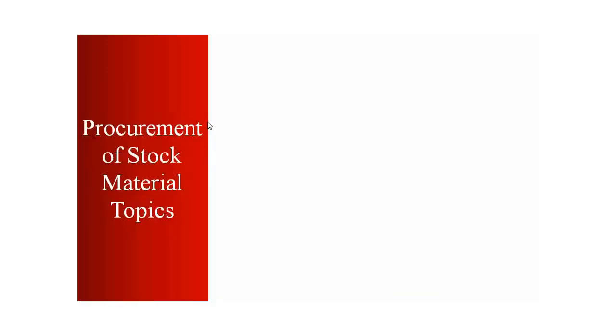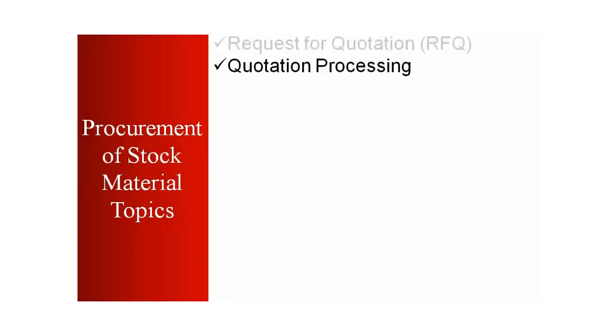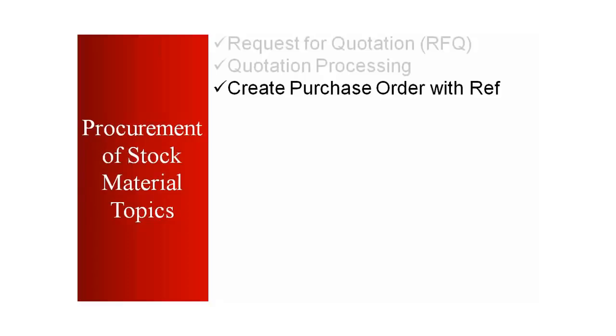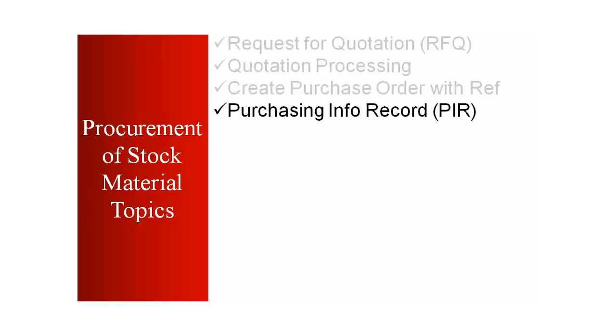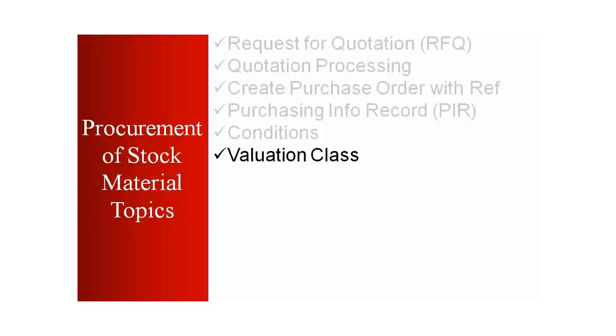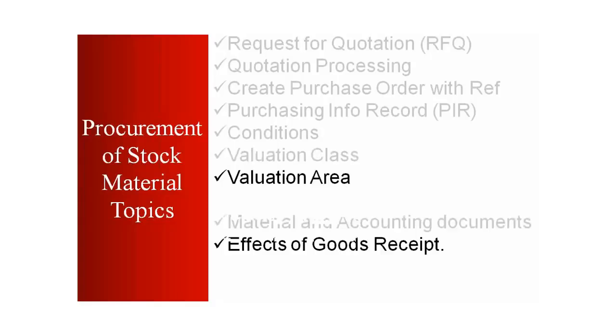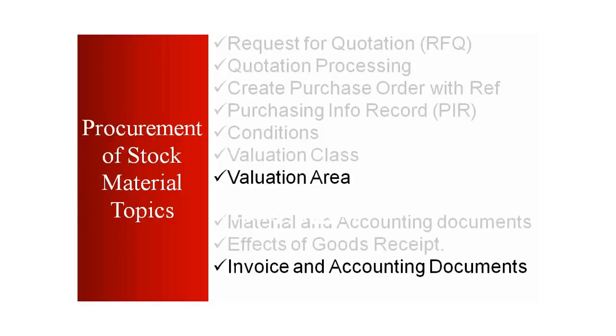The topics that we'll be covering within this stock material will be: request for quotation, quotation processing, create purchase order with reference, PIR record, conditions, valuation class, valuation area, stock types, material and accounting documents, effects of goods received, invoice and accounting document, and delivery cost. So these are the topics we'll be covering today. Let us start with our first topic, which is request for quotation.